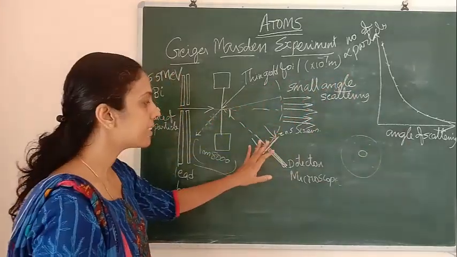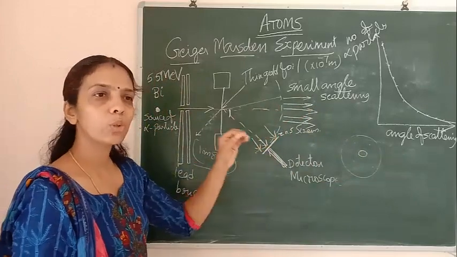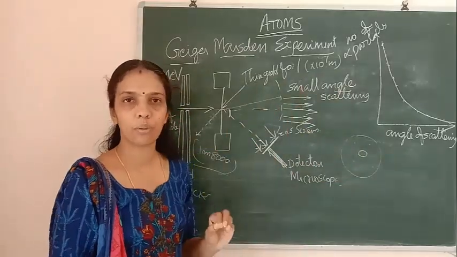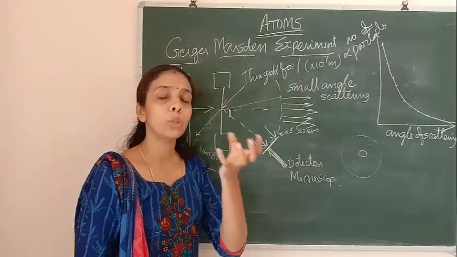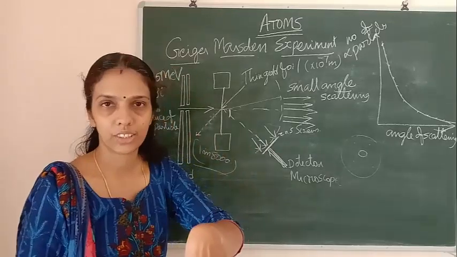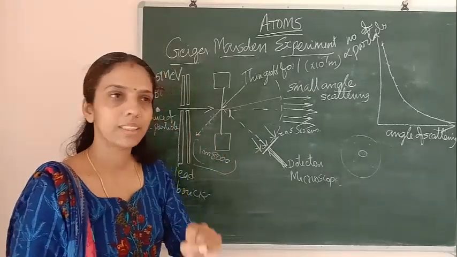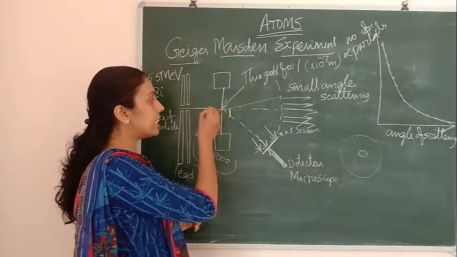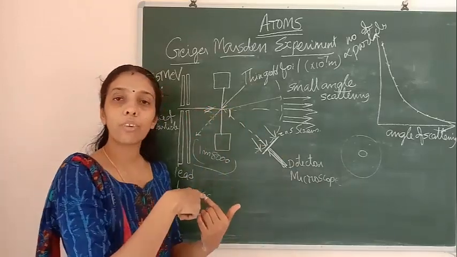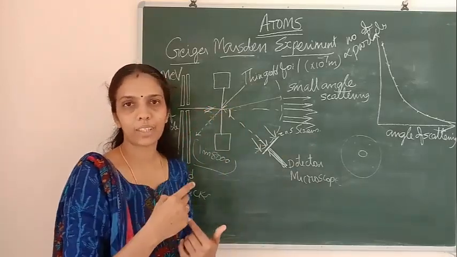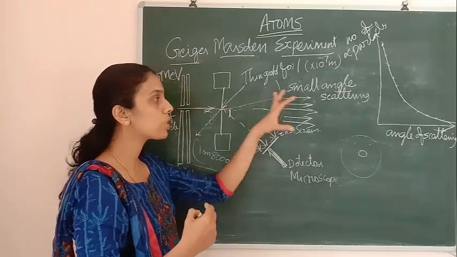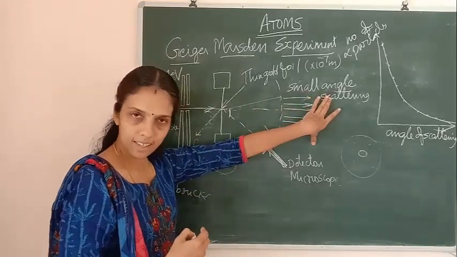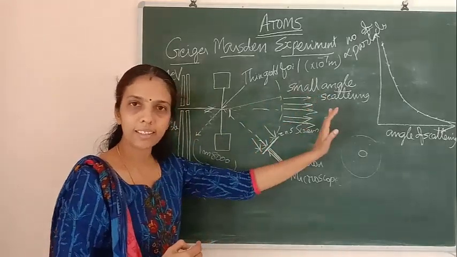Okay, and it has very few electrons, which will be somewhere here and there. So he understood that the nucleus is at the center. At the center, the nucleus will be there. That is why at 180 degrees the angle of reflection will be 180 degrees. That means if it is 0 or near 0, more alpha particles are getting scattered.